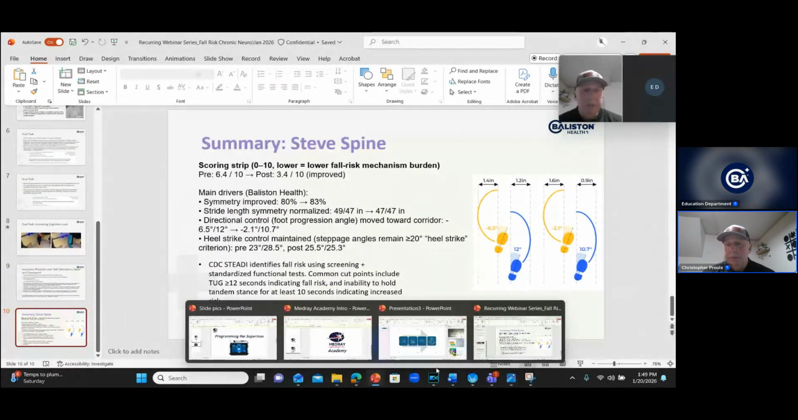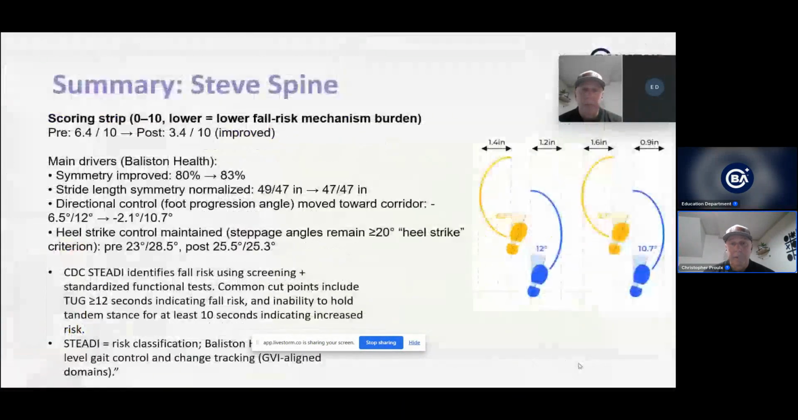So the summary, in so what I did earlier was I created a fall risk profile. And so I have a scoring strip, and it's based on a 10-point scale. The lower the number, the lower the fall risk mechanism. So just in this one treatment, he went from a 6.4 to a 3.4, right? And again, this is over the data. Now, I don't use this as my own fall risk profile because this is not how it works, but it's the performance-based outcome measure aspect of what that might look like.